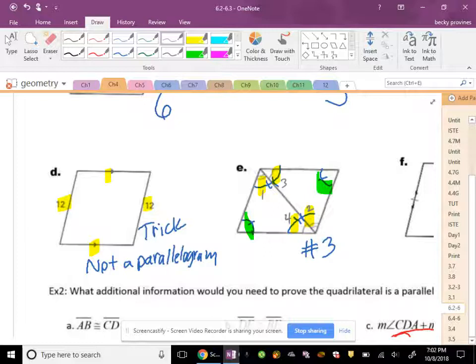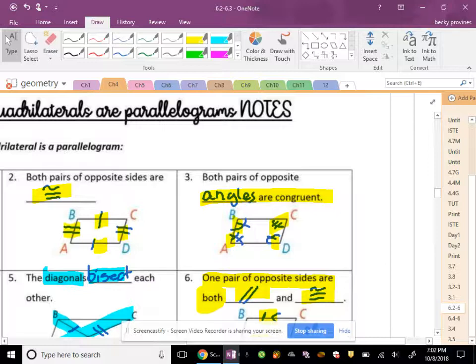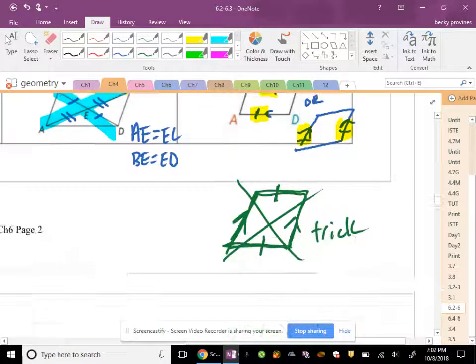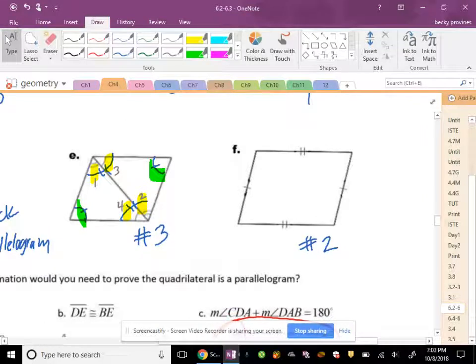So because of that, we can say opposite angles are congruent, and this is rule number 3. Let's go back and look at it. And it says both pairs of opposite angles are congruent. Okay, so the last one, F. This one is just opposite sides are congruent. And this is rule number 2.